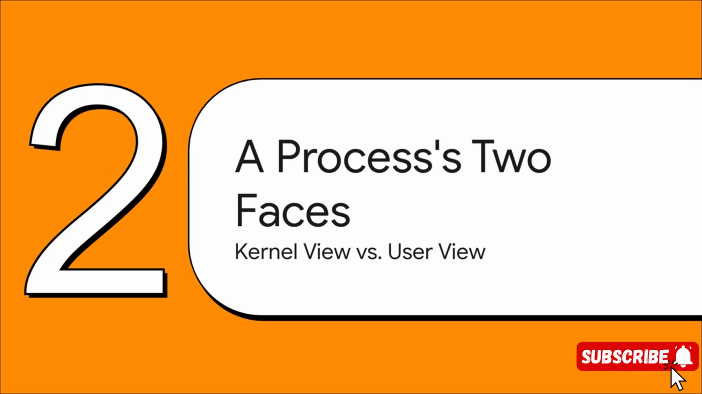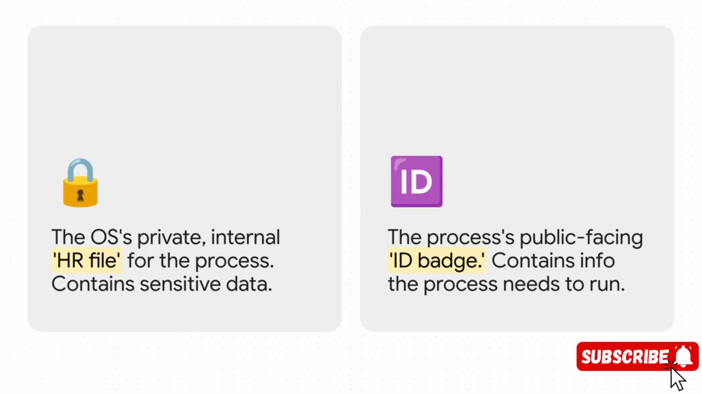Right, so now we're inside the kernel. The OS needs a way to manage this brand new process. And to do that, it creates two totally distinct but related identities for it. It turns out, a process has two faces, a private one for the kernel and a more public one for itself.